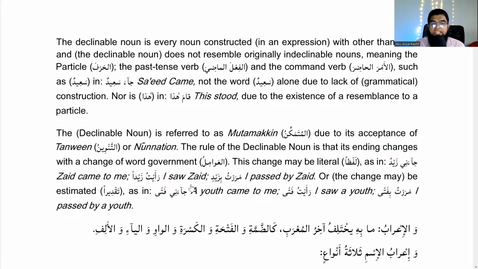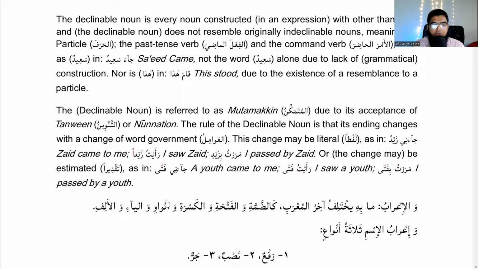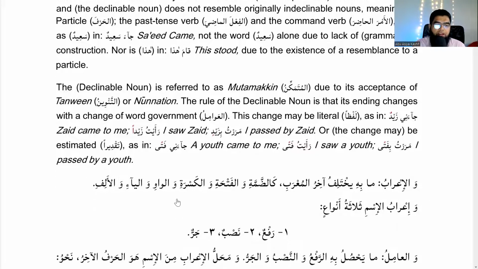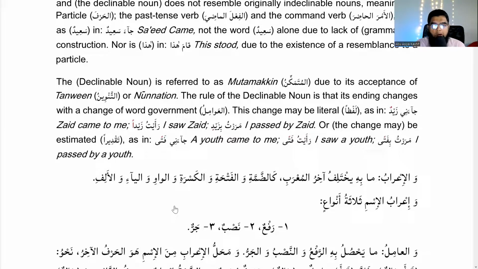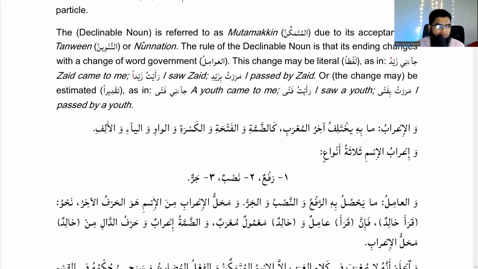So he gives a definition of معرب, an explanation of معرب, that it is something which changes due to عامل. If any عامل is there, it changes. And عوامل are those agents, or he says word government, but agents here. Regarding عامل, there's a book also called مائة عامل. Someday we might do that book also. It's used in India, Pakistan. مائة عامل. والإعراب ما به يختلف آخر المعرب.